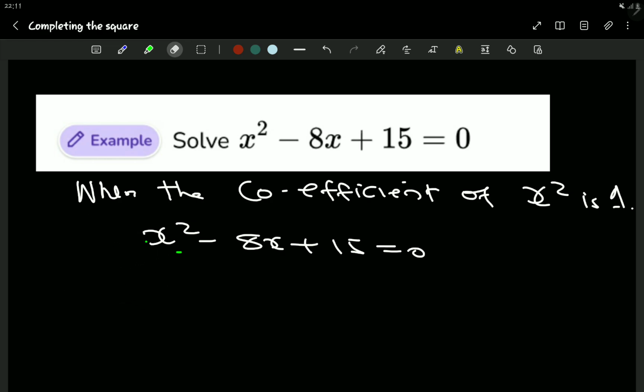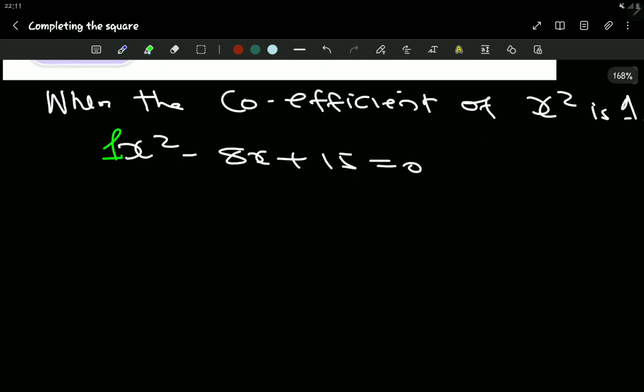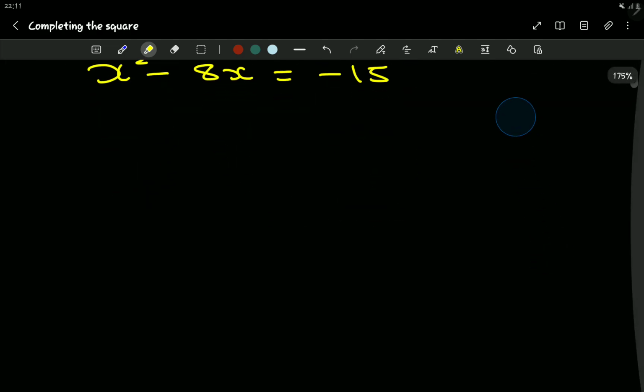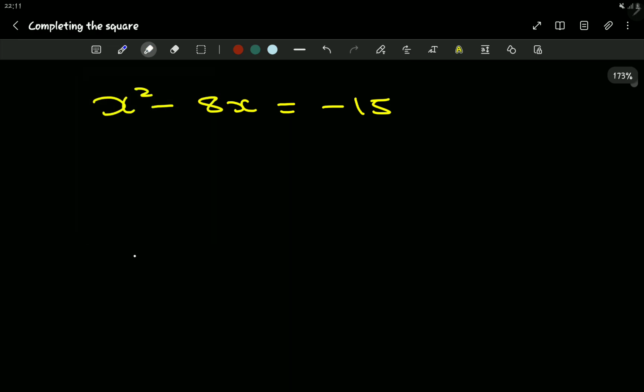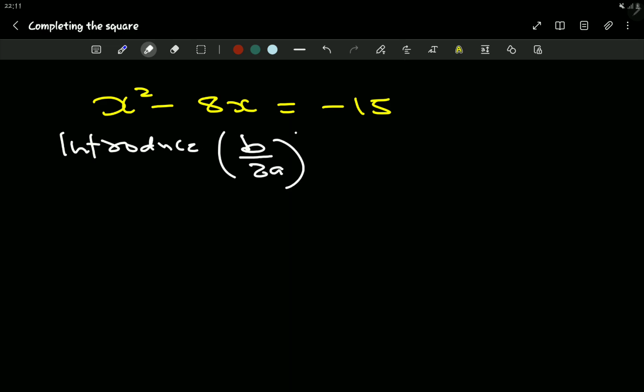So here we don't need to divide anything through, because already the coefficient of x squared over here is 1. So you just jump to step 2. Step 2, straightforward, push that guy to that side so that you can collect the x terms together. So you're going to have x squared minus 8x is equal to minus 15. So far so good. Now the second thing you have to do is introduce your perfect square. So introduce (b over 2a) squared.